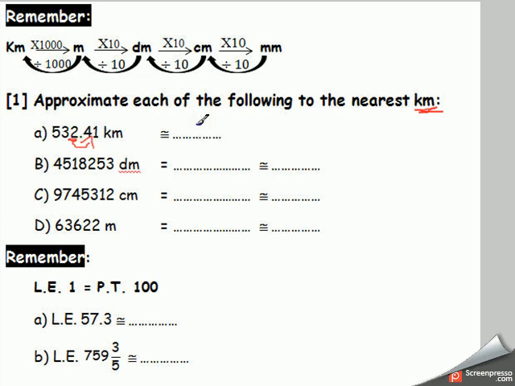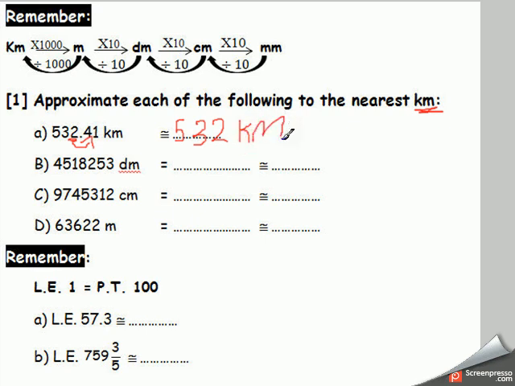The tenth here is weak, so I will replace this digit by 0. It can't benefit me because it is a 0 at the right of the decimal. So I will write the unit, the 2, without any increase because the previous digit is weak, and write the digits at the left of 2. So when I approximate 532 and 41 hundredths kilometer, it becomes 532 kilometer only.